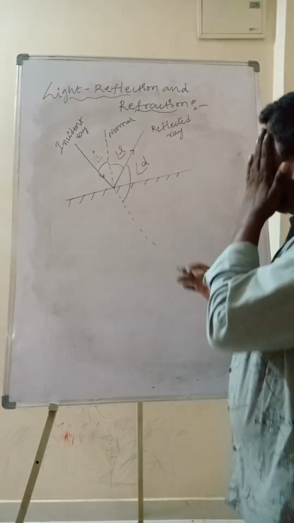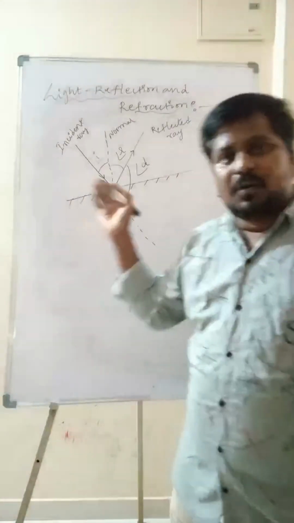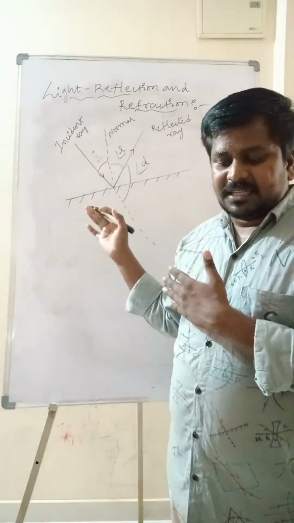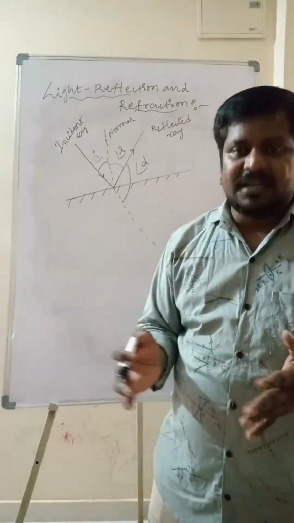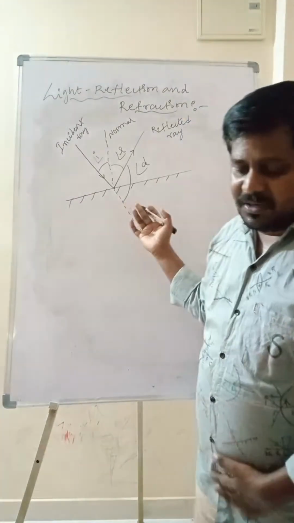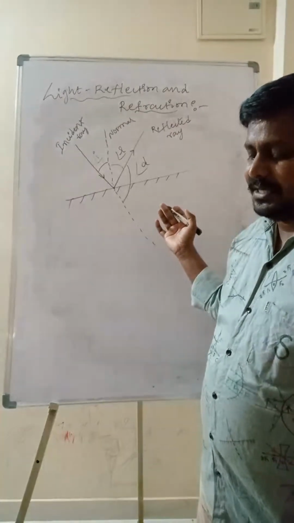Okay. So now we can see the bouncing back of the light, or reflecting back of the light from the reflecting surface, is called reflection of light.